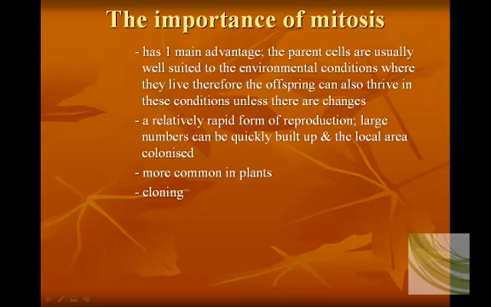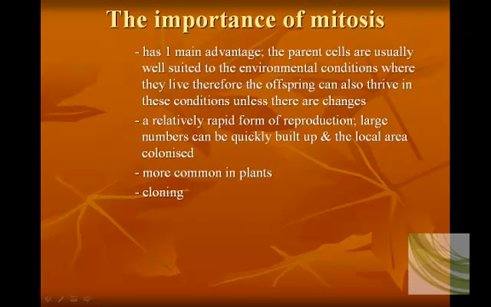Now, asexual reproduction has one main advantage. The parent cells are usually well suited to the environment and conditions where they live, therefore the offspring can also thrive in these conditions unless there are changes. Asexual reproduction is a relatively rapid form of reproduction where large numbers can be quickly built up and the local area colonized. Asexual reproduction is more common in plants.